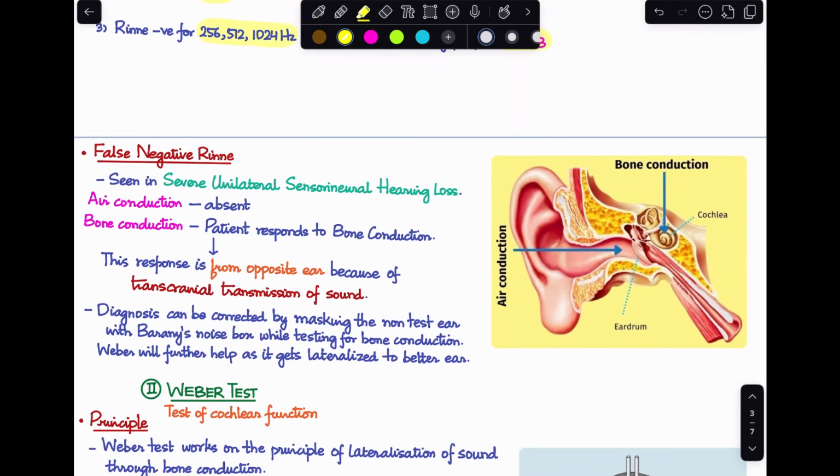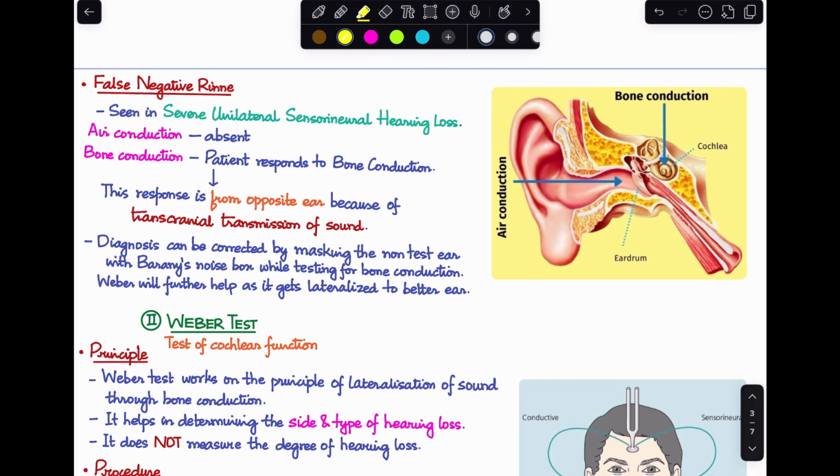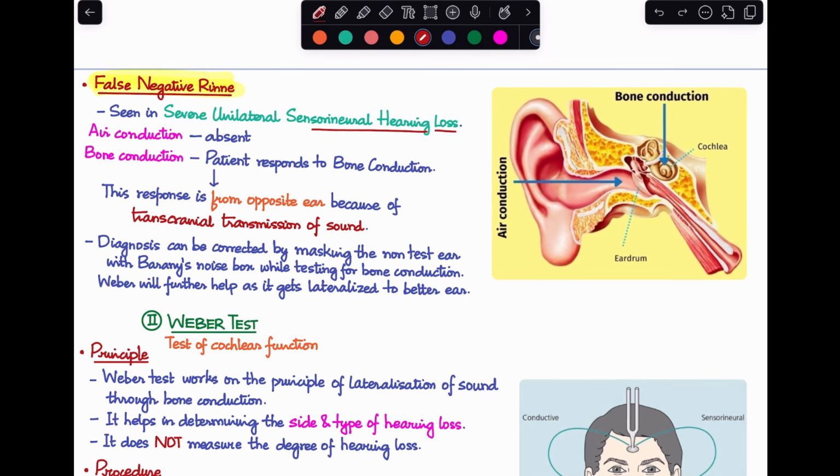There's another very typical MCQ question that is asked, and this is: what is false negative Rinne? Now, we'll try to understand this. In severe unilateral sensory neural hearing loss, we are seeing false negative Rinne. Now, what is false negative Rinne? Negative Rinne is when the air conduction is lesser than the bone conduction, right? So, in this case, we are seeing that the air conduction is absent, but the patient is able to respond to bone conduction. Doesn't this mean that it should have been a conductive hearing loss? But it's not. Let me try to explain what is happening here.